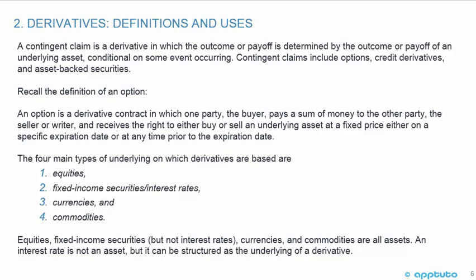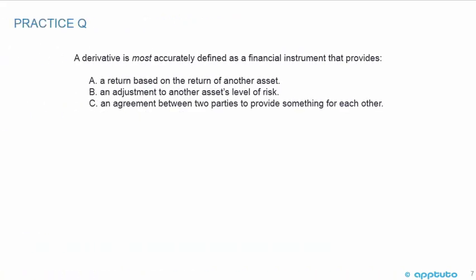So the four main types of underlying on which derivatives are based are: 1, equities; 2, fixed income securities and interest rates; 3, currencies; and finally 4, commodities. Equities, fixed income securities, currencies and commodities are all assets. An interest rate is not an asset, but it can be structured as the underlying of a derivative. So we're just going to finish this LOS with 2 quick practice questions.